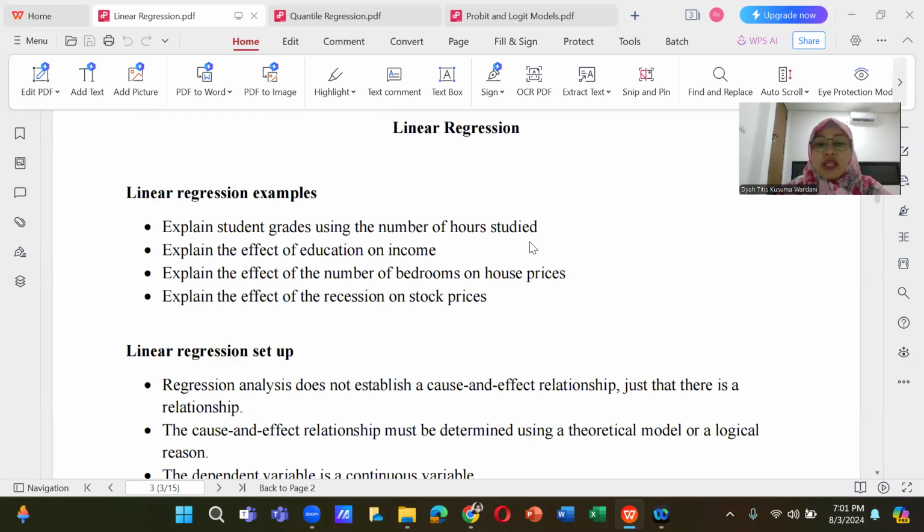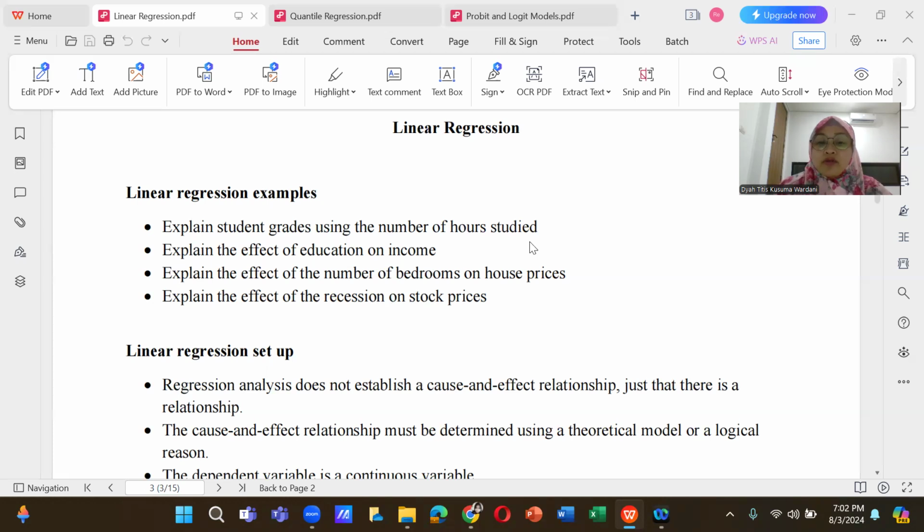Explain student grades using the number of hours studied. The second, explain the effect of education on income. The third is explain the effect of the number of bathrooms on house prices. And the last, explain the effect of recession on stock prices. Linear regression is used to explain or interpret the correlation between the independent variable and the dependent variable.